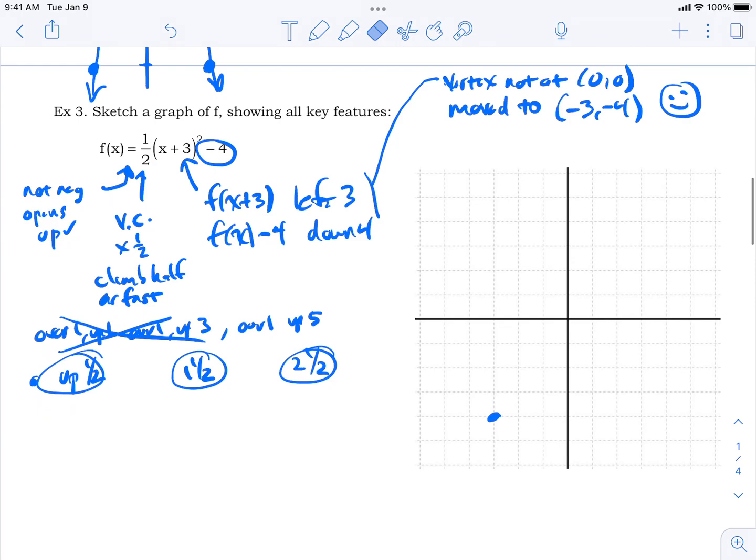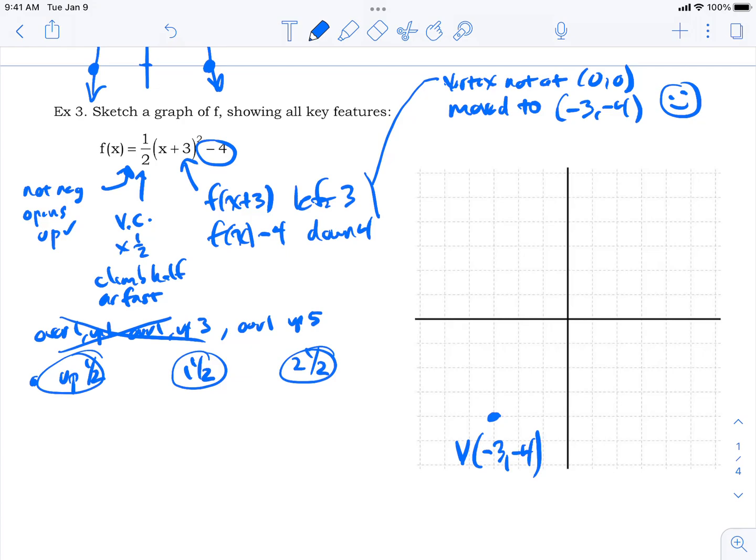Now I was expecting it to open up. So that's good. So I'll label the vertex right underneath it. It's at -3, -4. When it says show all key features, well, that's got to be one of the keyest of all parabola features: where the heck's the vertex, right? Isn't that always what you want to know? Where the heck's the vertex?